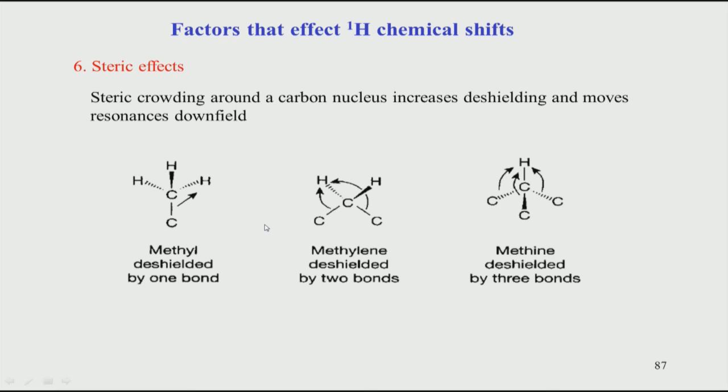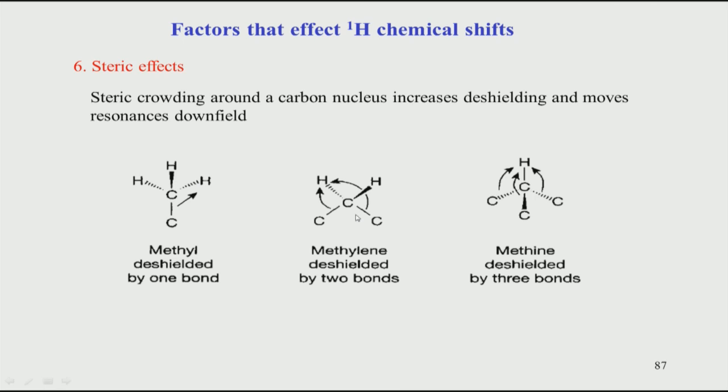Let us continue with the next effect on chemical shift, which is called the steric effect. Steric effect, as we learn in chemistry, is basically the crowding effect. That means if you have two bulky groups around the molecule, the steric effect is the influence on the structure of the molecule.